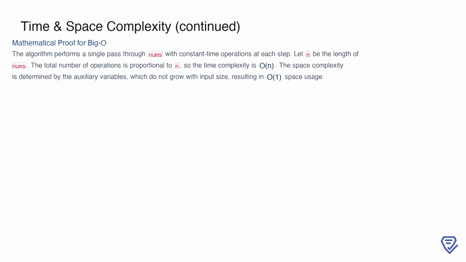Finally, we can mathematically validate the big O notation for this algorithm. Since the algorithm performs a single pass through the array nums, the total number of operations is directly proportional to the length of the array, denoted as n. Each step involves constant time operations, such as comparisons and updates, so the overall time complexity is O(n). For space complexity, the algorithm only uses a fixed number of auxiliary variables, like previous, which do not grow with the size of the input. As a result, the space complexity is O(1). This proves that the algorithm is both time and space efficient, making it well suited for large input sizes.